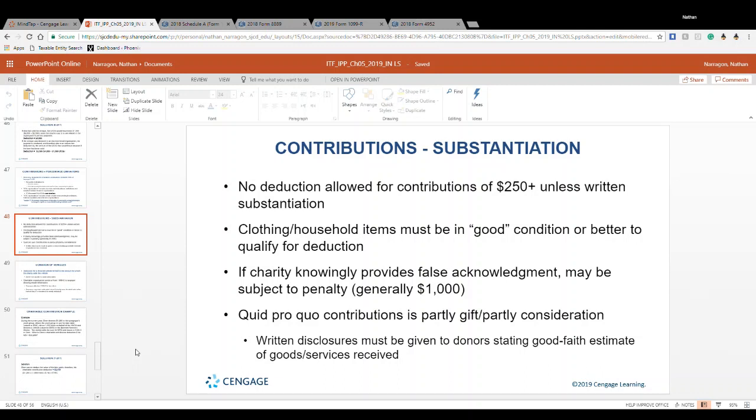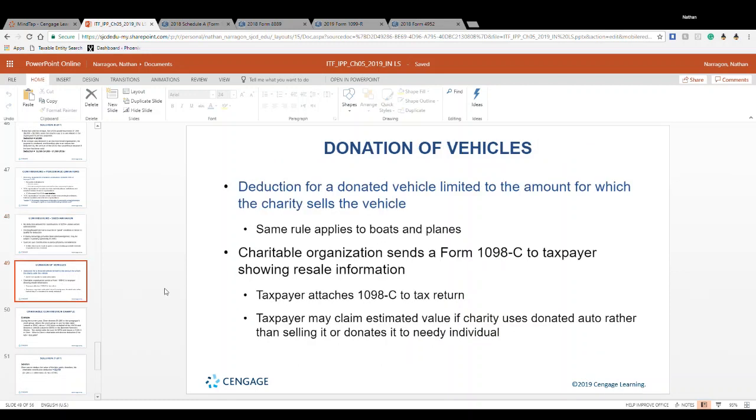Okay. And then quid pro quo contributions is partly a gift, partly consideration, and those tend to be non-deductible, but again, we'll have disclosures that must be given to donors stating the good faith estimate of goods and services received. Okay, what they think the fair market value is.